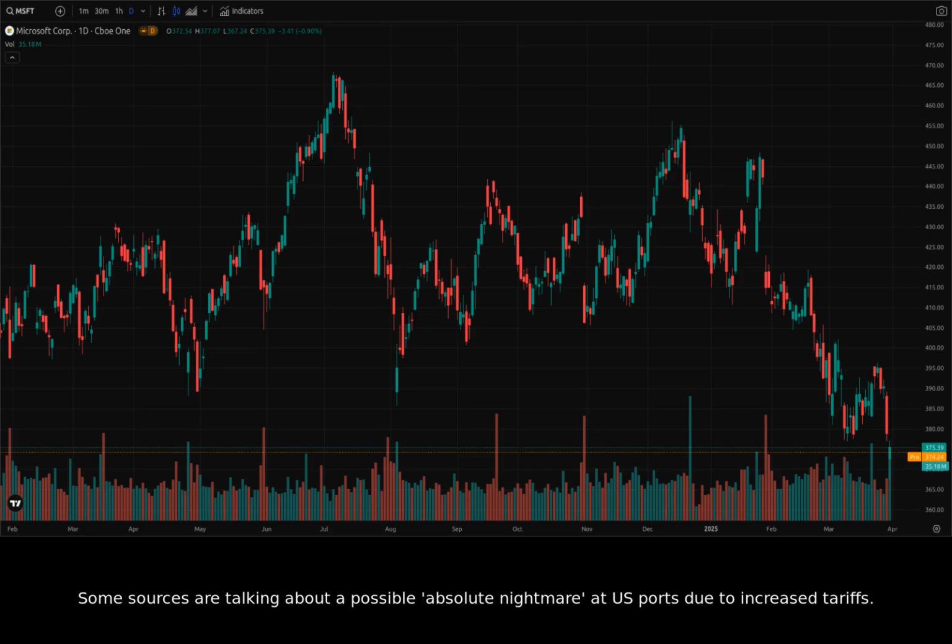Some sources are talking about a possible absolute nightmare at U.S. ports due to increased tariffs. Goldman Sachs warns that these auto tariffs may cause car prices to increase by $15,000. Let's jump into the chart and see how these events correlate with MSFT's price action.